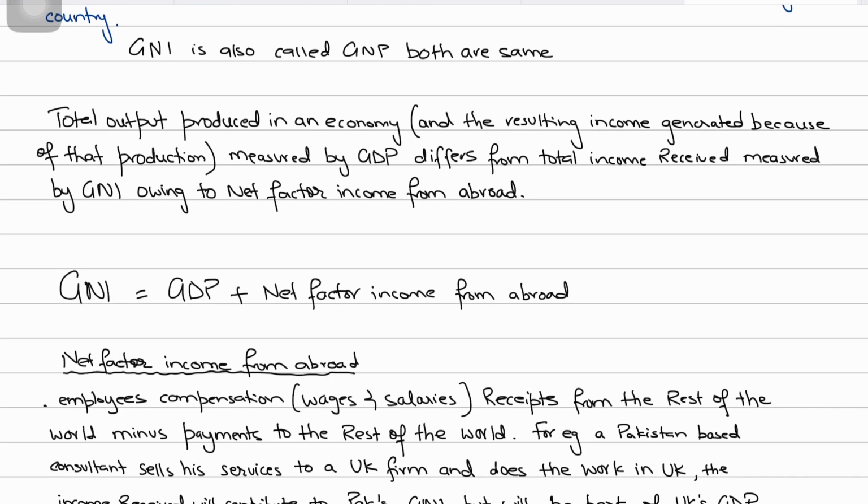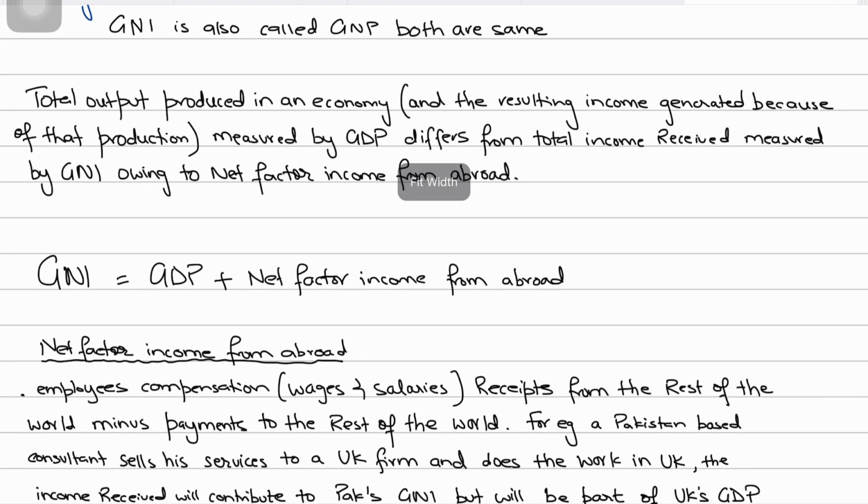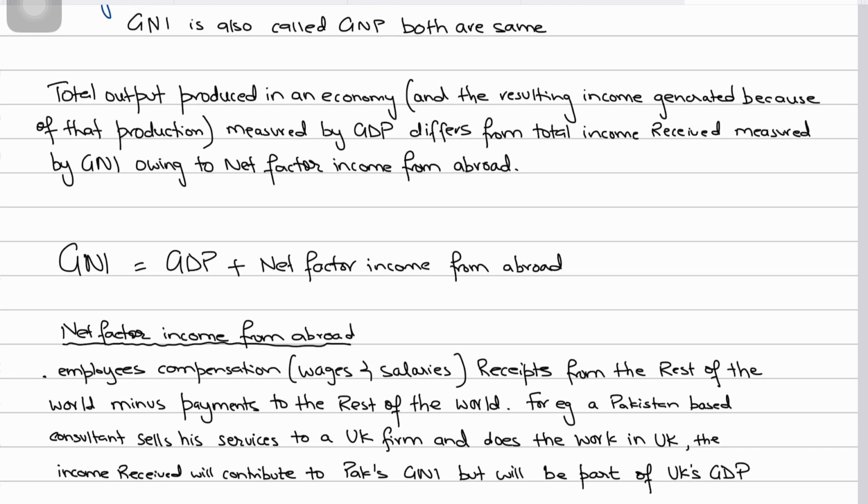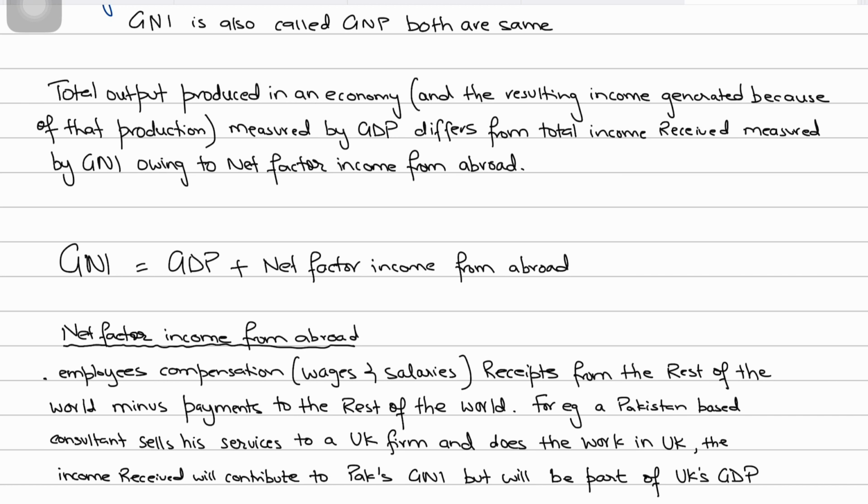So, the total output that is produced in an economy and the resulting income that is generated because of that production is obviously measured by GDP. The GDP measures that output and it also measures the income by adding up all the factor incomes against the output that is produced. Because I've told you guys previously that domestic production creates factor incomes, because it creates an income claim against that production.